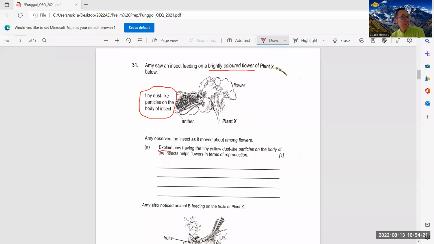Okay, firstly, you must identify that these yellow dust-like particles are the pollens from the anthers of the flower. Secondly, you need to say that when the insect visits another flower, right, the pollens may drop onto the stigma. So this word stigma must be present. Okay, then it causes the flower to be fertilized. Okay, so let me put the answer here.